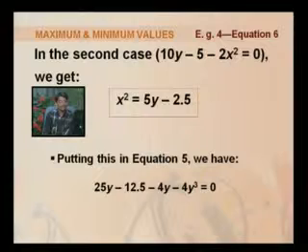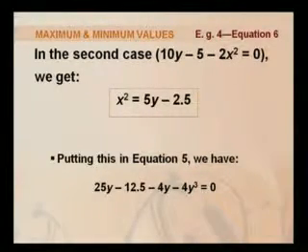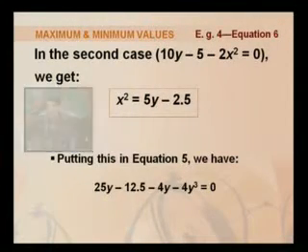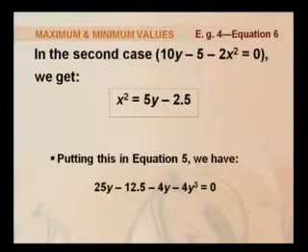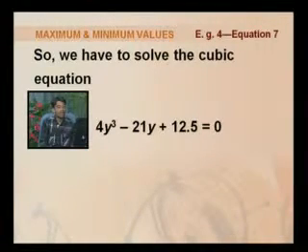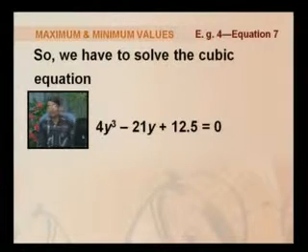Okay, in the second case, that means 10y minus 5 minus 2x squared is equal to 0, we get x squared is equal to 5y minus 2.5. Putting this in equation number 5, we get 25y minus 12.5 minus 4y minus 4y cubed is equal to 0. And so we need to solve this cubic equation: 4y cubed minus 21y plus 12.5 is equal to 0.